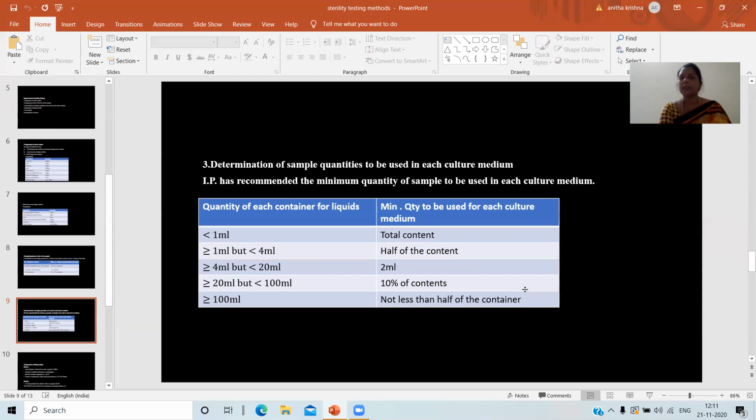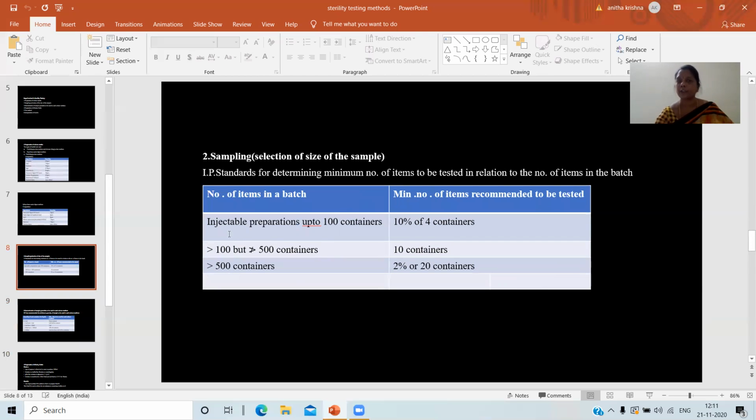Now, the third step is the determination of sample quantities to be used in each culture medium. Now, as I said, a batch contains a lot of products. Each container might contain a different quantity of the product. Like certain ampules contain only 1 ml of the injectable, certain ampules contain 5 ml of the injectable, certain vials contain 20 ml of the injectable. So depending upon the container also, you can, for example, in the previous example, as we said, if it is more than 100, less than 500 containers, you have to take 10 containers.